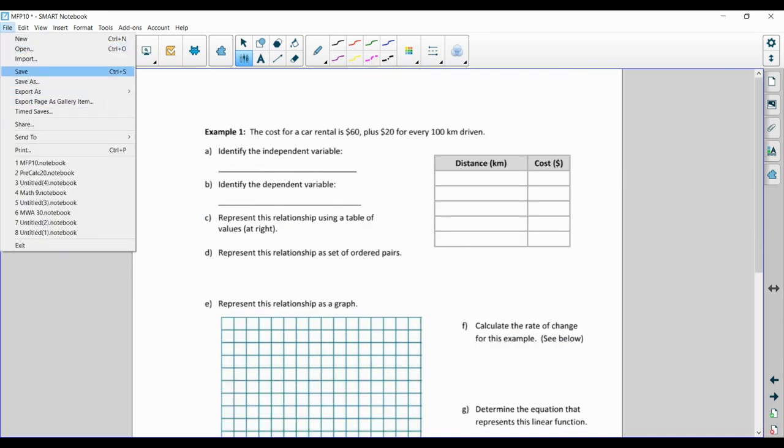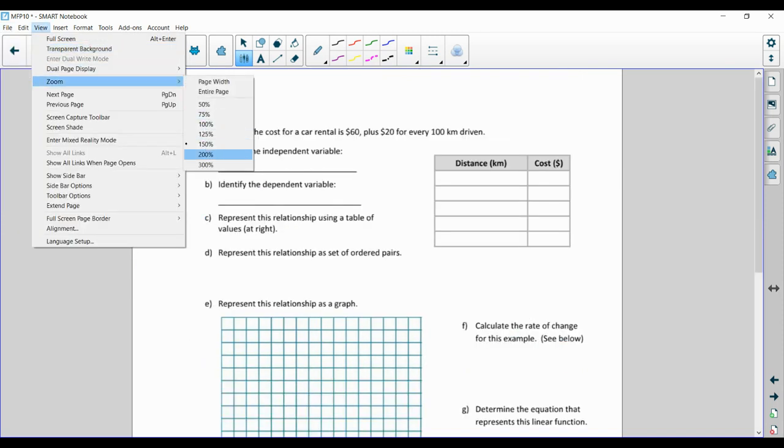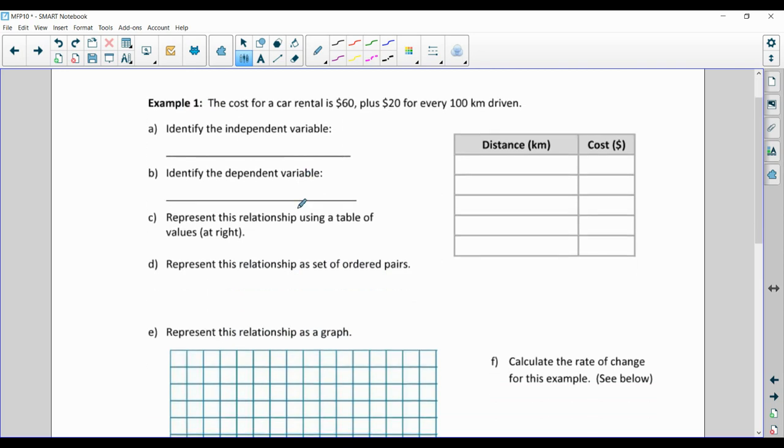All right, so I'm going to zoom back in here just so we can see a little bit bigger. We're going to go on to example 1. The cost for a car rental is $60 plus $20 for every 100 kilometers driven. Identify the independent variable and the dependent variable. Well, these two titles here are our variables.